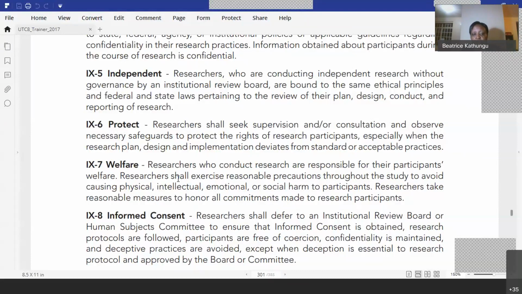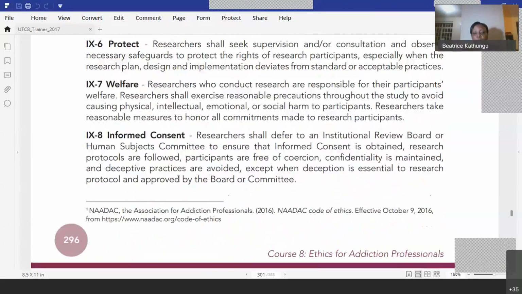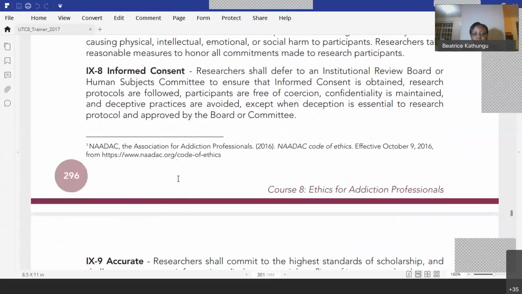So this principle is reminding us that when we do research, let's think about its impact on the psychological, physical, emotional, social well-being of the participants and address that, whether we're going to address it through debriefing or whatever other methods we will be using. Number 8 is about informed consent.